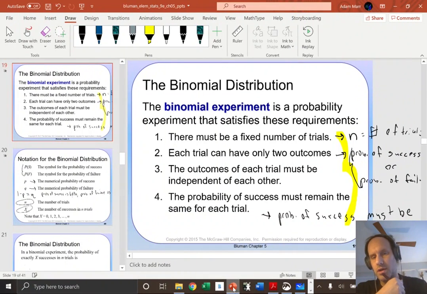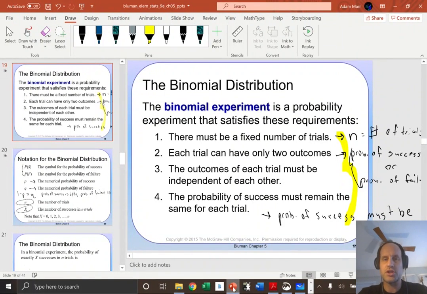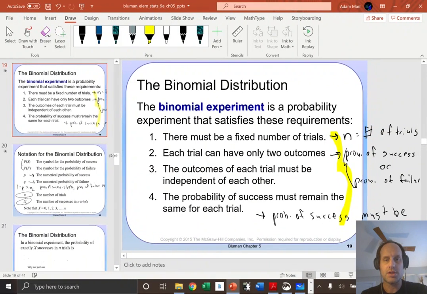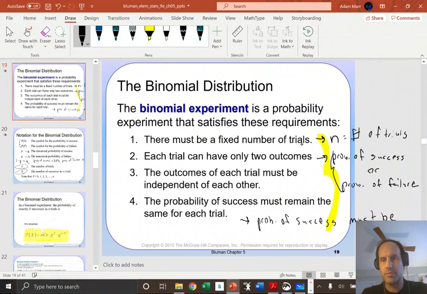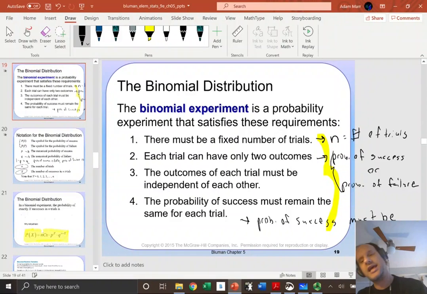I just wanted to go over a few problems dealing with what we talked about yesterday. Remember, the main thing we talked about in class was the binomial experiment, the binomial distribution. Just remember from last week what we talked about. There must be a fixed number of trials. Each trial can have only two outcomes, a positive outcome or a negative outcome, or some people call it a success or a failure. The outcomes of each trial must be independent from each other.